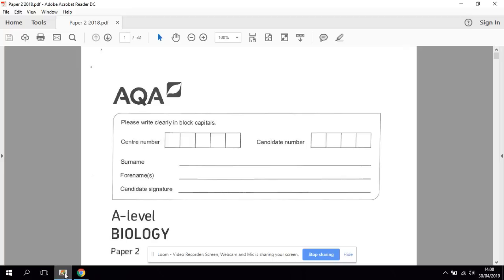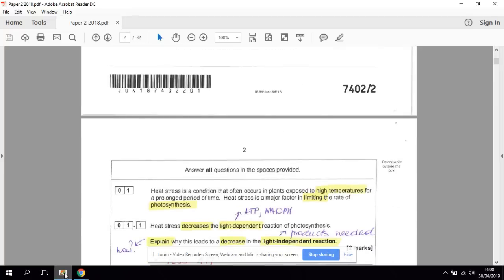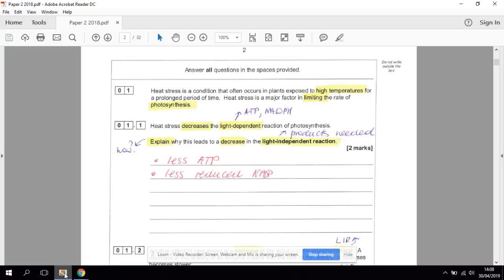Paper 2, A-level biology. So let's get started. The first question here: heat stress is a condition that often occurs in plants exposed to high temperatures. High temperatures are really important here. And heat stress is a major factor in limiting the rate of photosynthesis. So heat stress decreases the light-dependent reaction of photosynthesis.